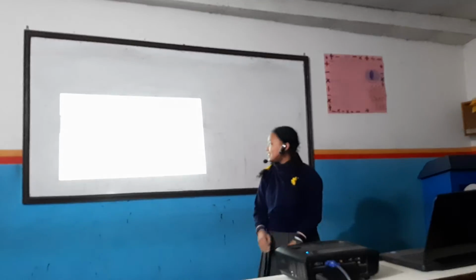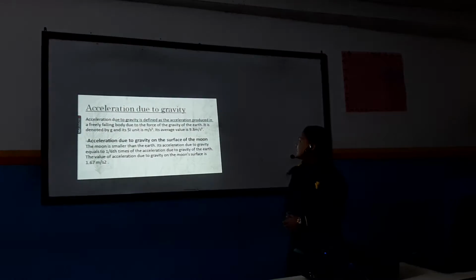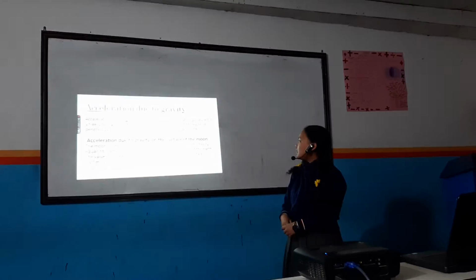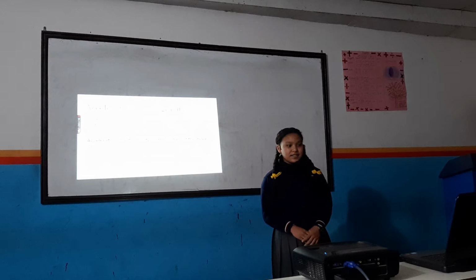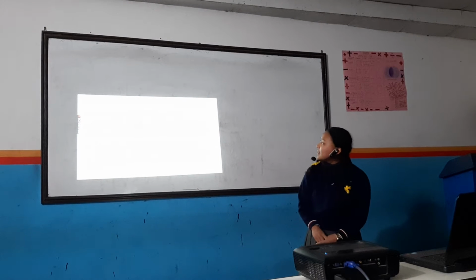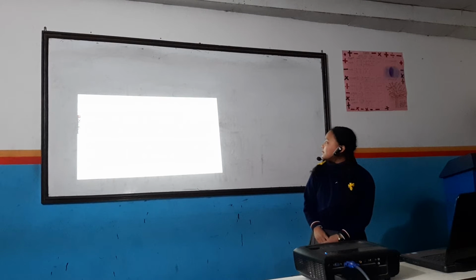Acceleration due to gravity. Acceleration due to gravity is defined as the acceleration produced in a freely falling body due to the force of its gravity on the earth. It is denoted by small g and its SI unit is meter per second square. Its average value is 9.8 meter per second square.